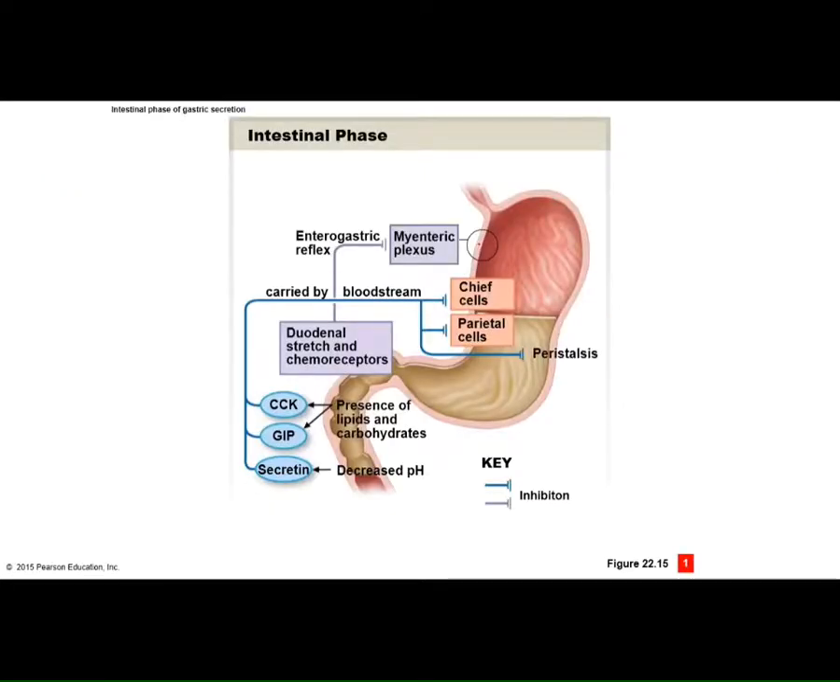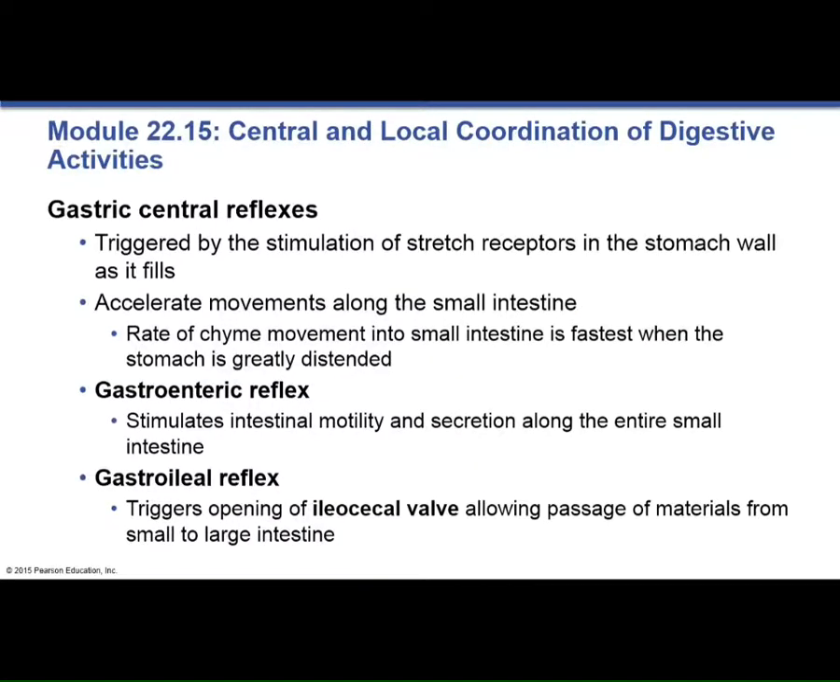So again, as we get down into the duodenum, we go into the intestinal phase, and here, if you have lipids or proteins or carbs or low acid, you're going to turn on the CCK, the GIP, and the secretin, and those are all going to help with the digestive process. There are also some gastric central reflexes. As you stretch the stomach, it is going to increase the activity of the intestine. It's going to move that chyme along. So if there's more food coming, your gut's going to respond and speed up the process.